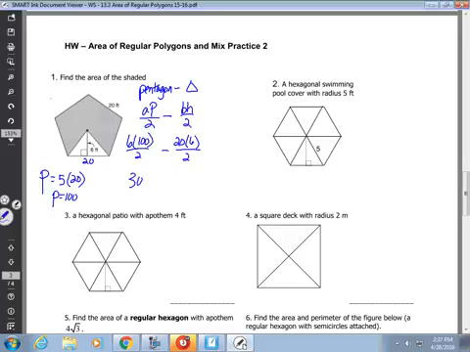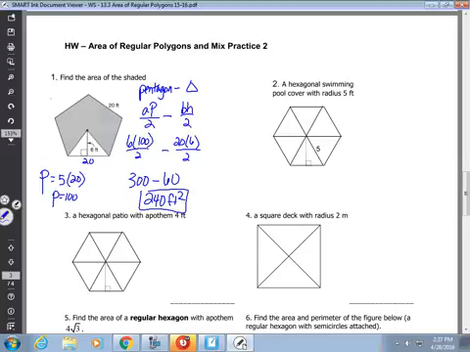Well, that gives me 300 minus 60. And then 300 minus 60, 240 feet squared. So there you go for number 1.